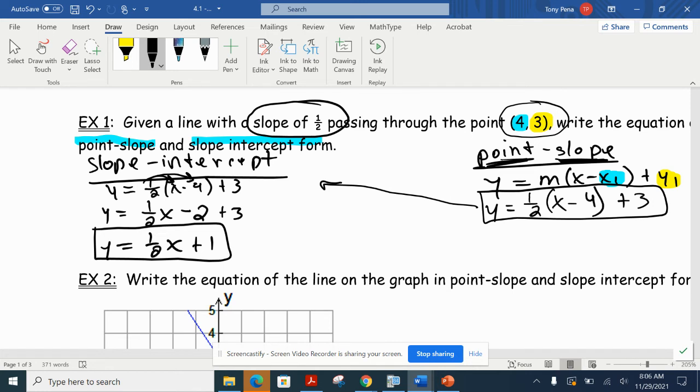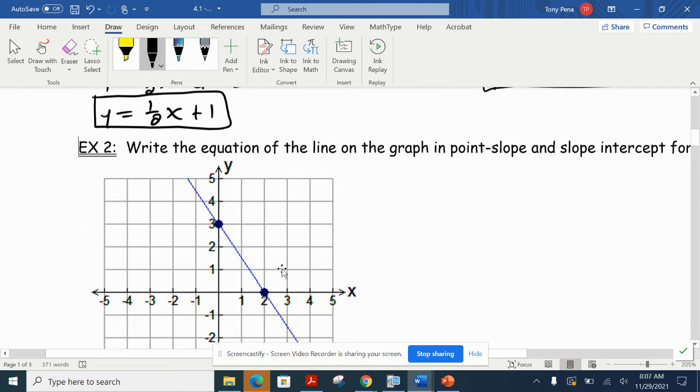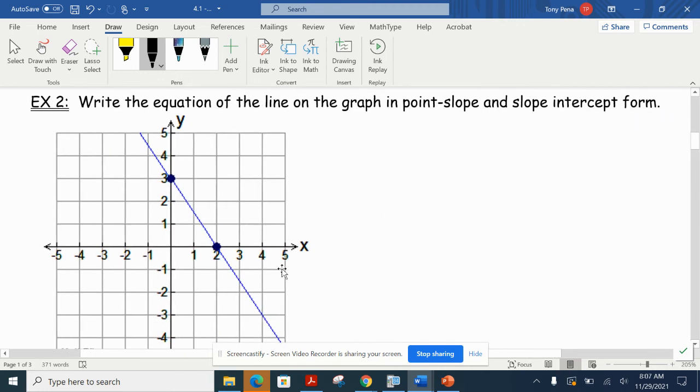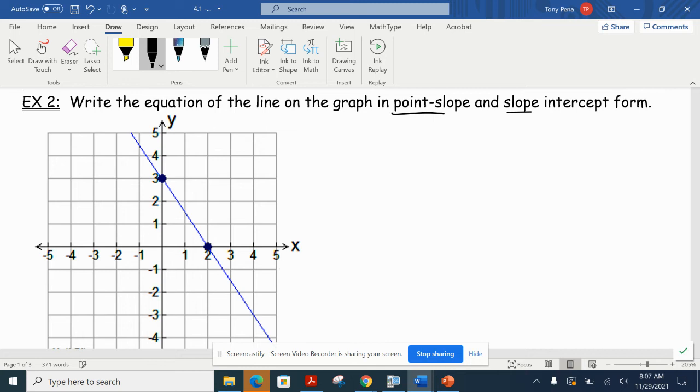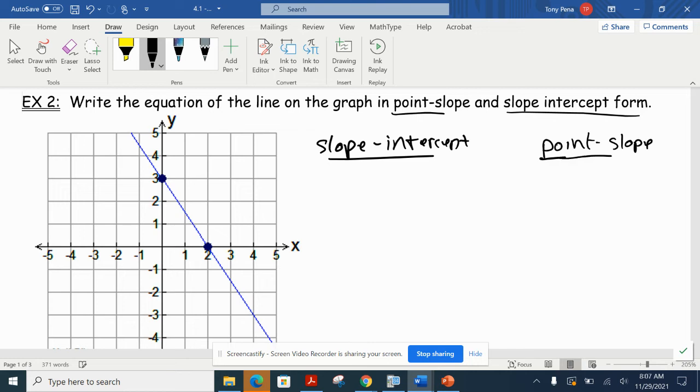All right. All right, number 2. This one says, write the equation of a line in, again, point-slope and slope-intercept form. So I'll put slope-intercept form here. And then point-slope form there.